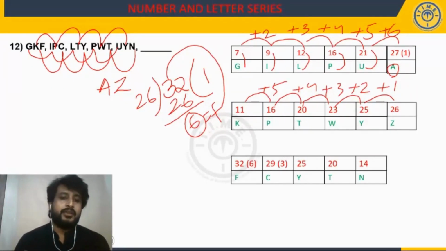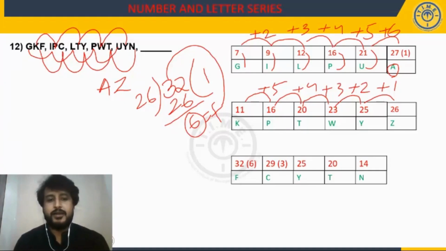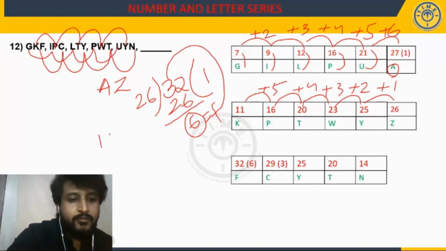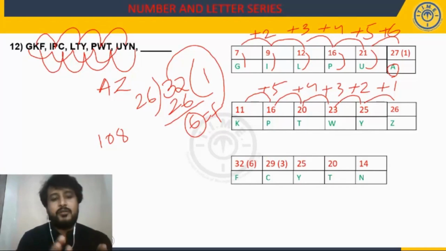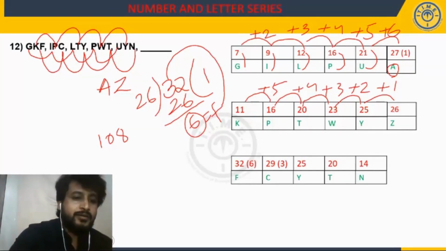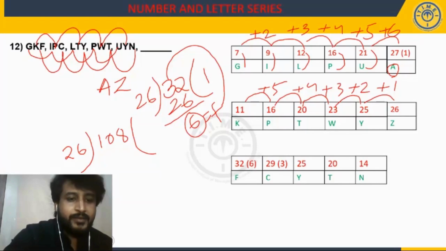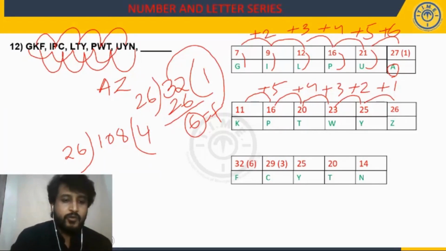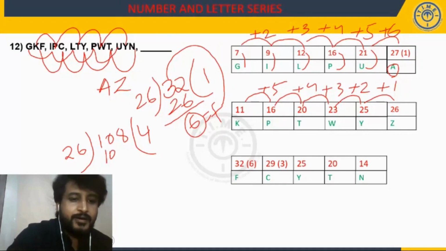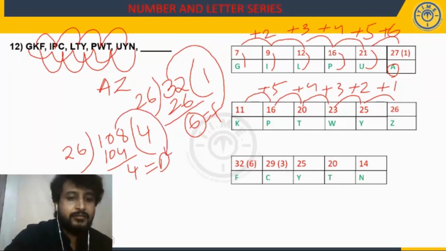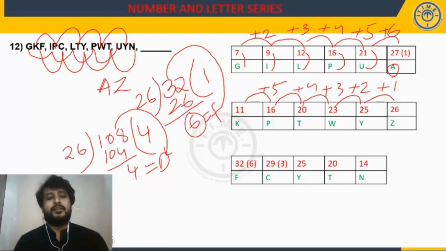If any value is given, we can find the place value of that letter. For example, 108 is given. Now 108, complete sets of alphabets, 26 letters. 26 goes at most how many times? 4 times. 26 times 4 is 104. And what is the remainder? 4. The fourth letter is D. So the 108th letter is also D. In this way, whatever number is given, we can find the place value.